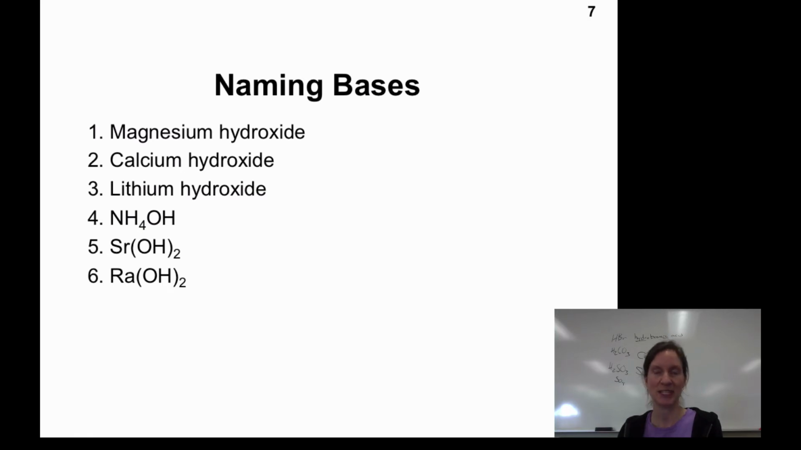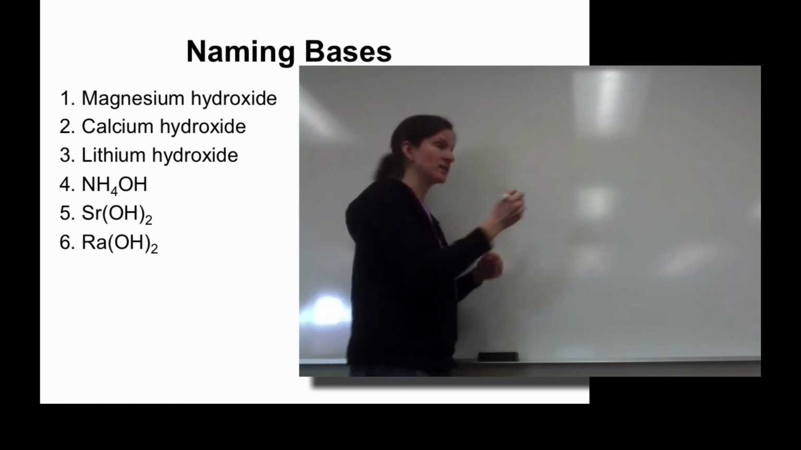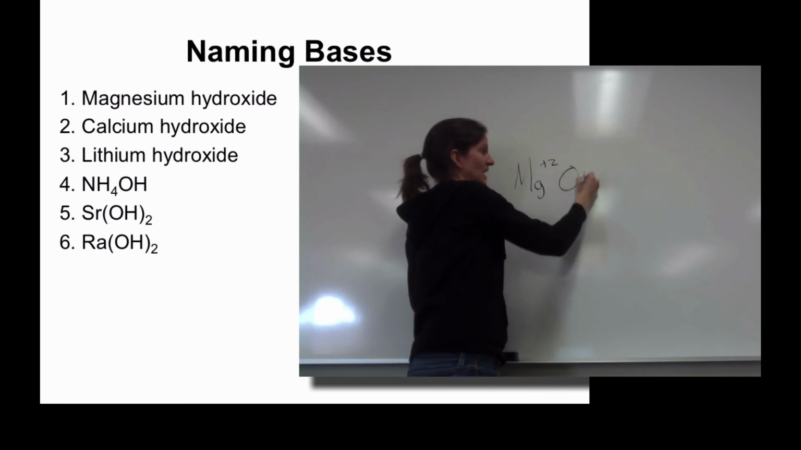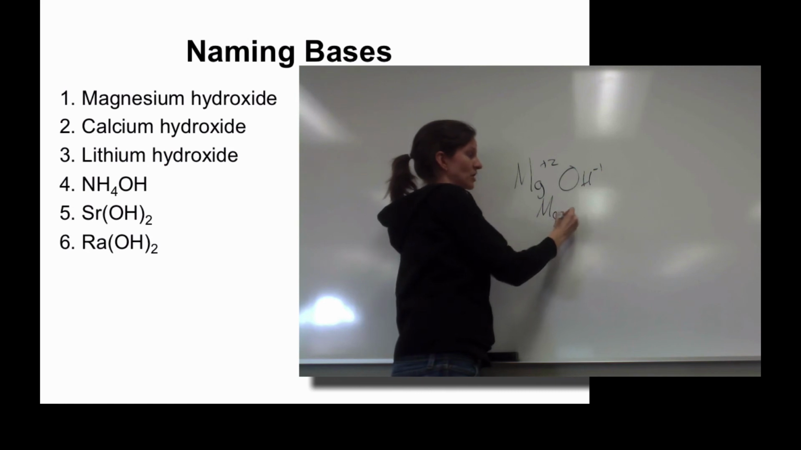Luckily, there's no fancy way to name a base. Bases will predominantly all have hydroxide groups. So if you look at all these names and the formulas on the screen, they all have OH, which is your hydroxide group. And then you just create formulas and create names neutralizing charges just like we've done a billion times. So magnesium hydroxide, for example, you get the magnesium ion, you get the hydroxide ion, and then you crisscross to balance out the charges.